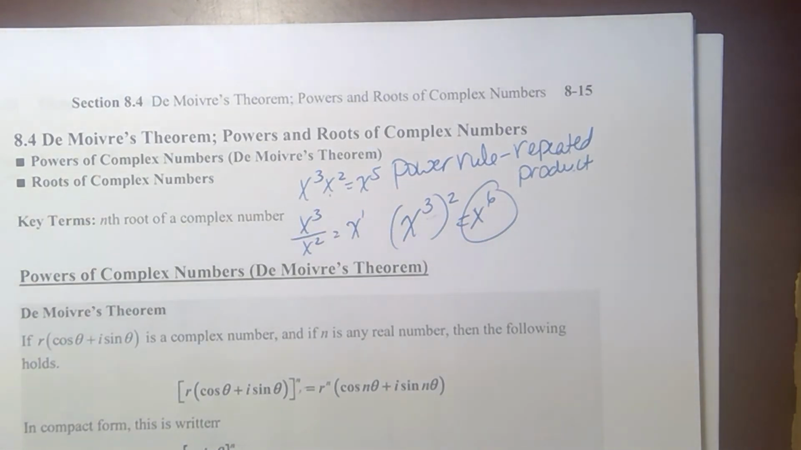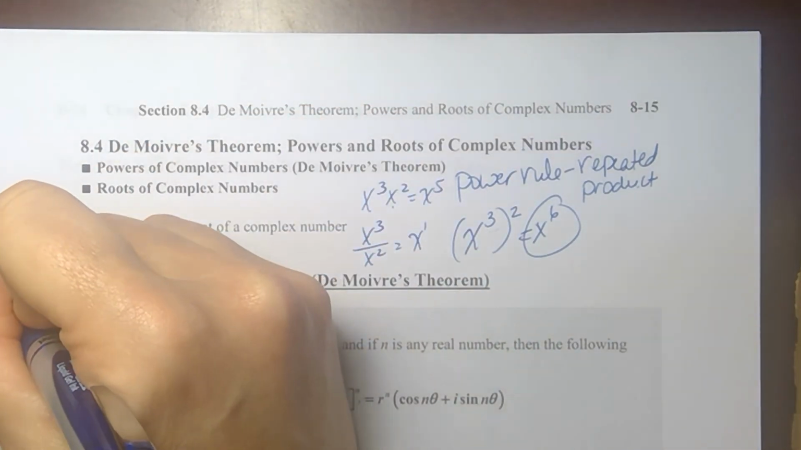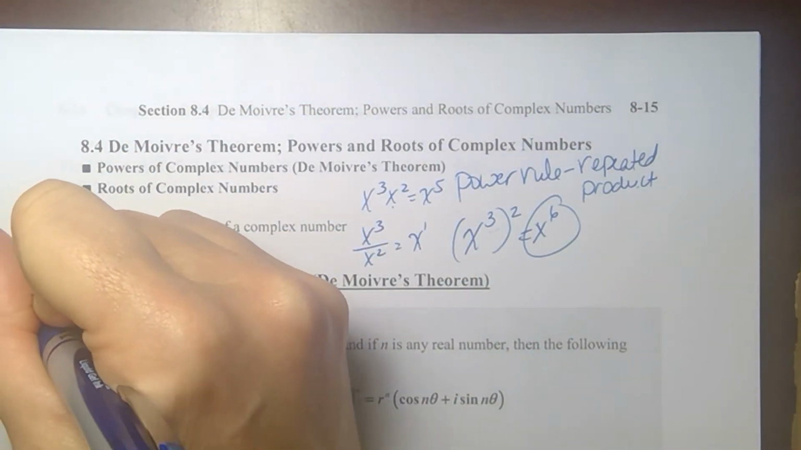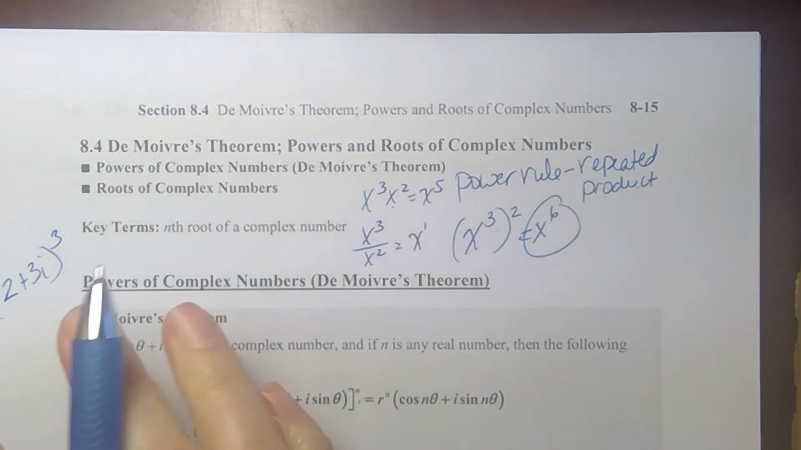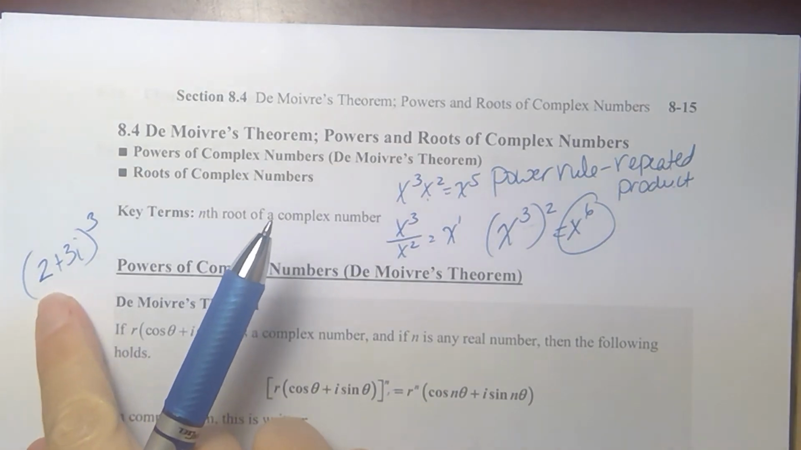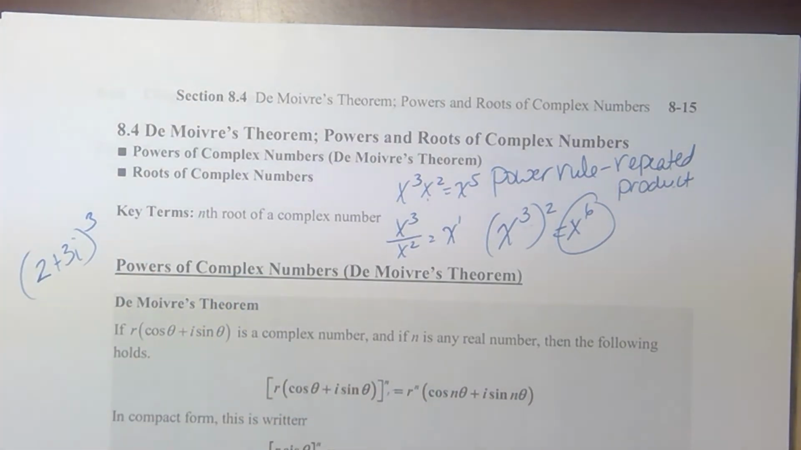Now, I've had students in the past who say, well, couldn't I just put it in rectangular form and FOIL that out? Well, absolutely. But what you're looking at then would be something like, and I'm just making something up, but let's say 2 plus 3i to the third power. So I'm going to FOIL this, and then multiply it by itself again. That would be handy enough. We could handle that.